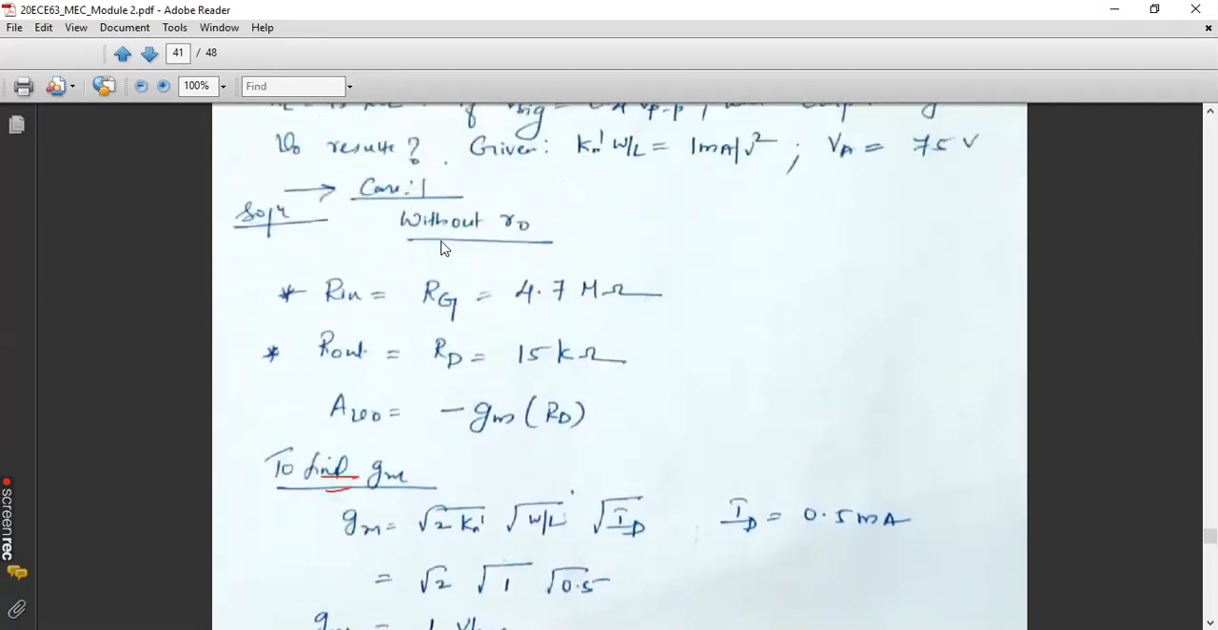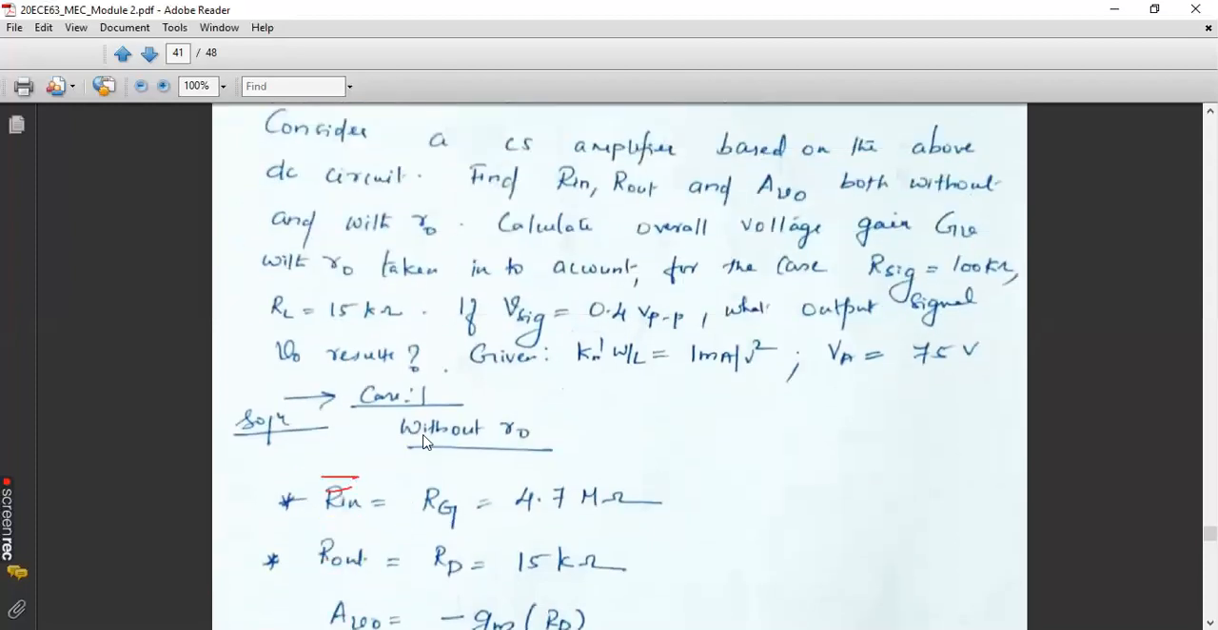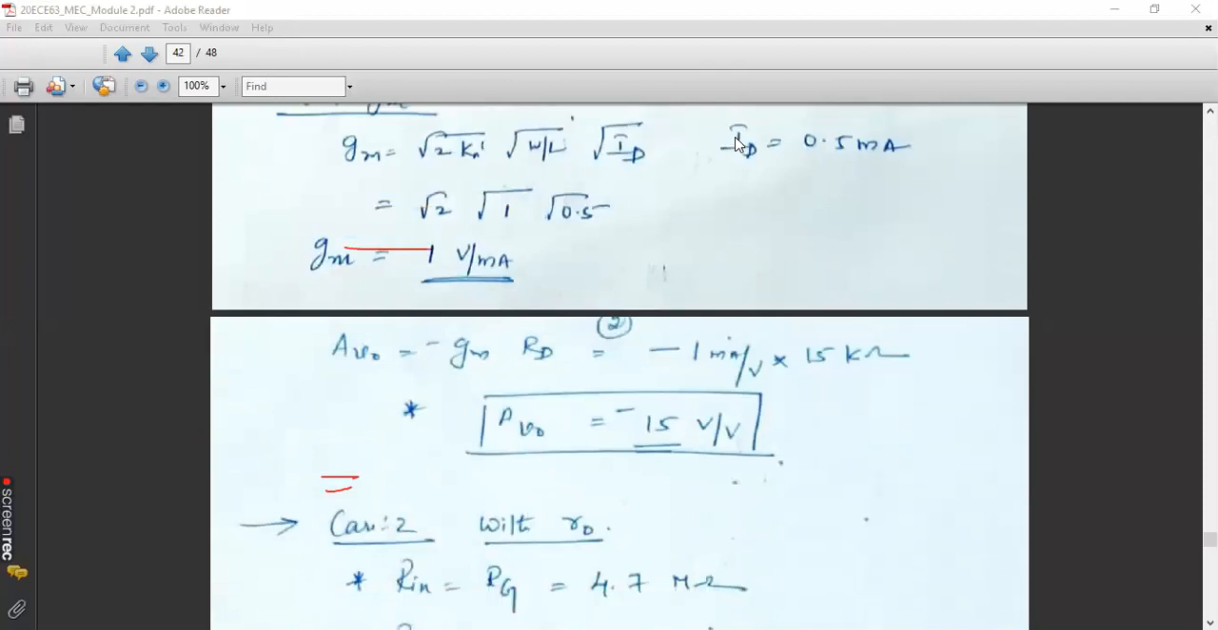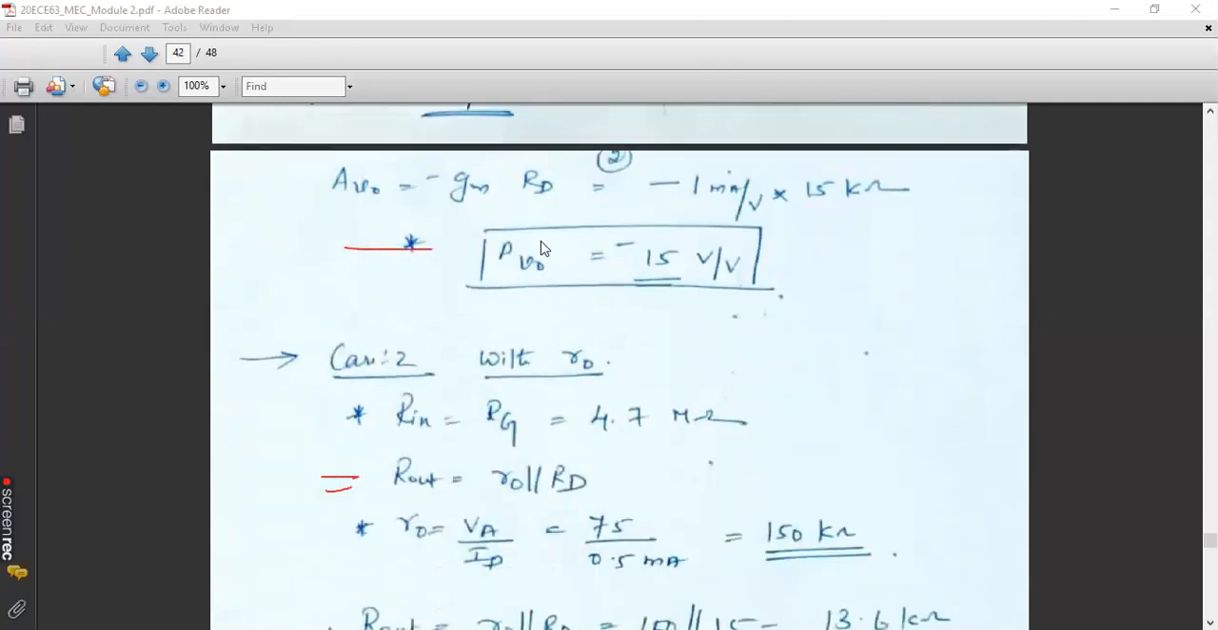Now we have finished with case 1 and we have calculated R in, R out and AV naught as per our question. Now we will come to the second case. Second case means it is with R0. Case 2 with R0. So tell me the expression for Rin. There is no change for Rin, because R0 basically will affect our output resistance. There is no change for Rin because R0 is connected between drain and source. So Rin remains the same, that is Rg itself. So you can write the same value, 4.7 mega ohm.